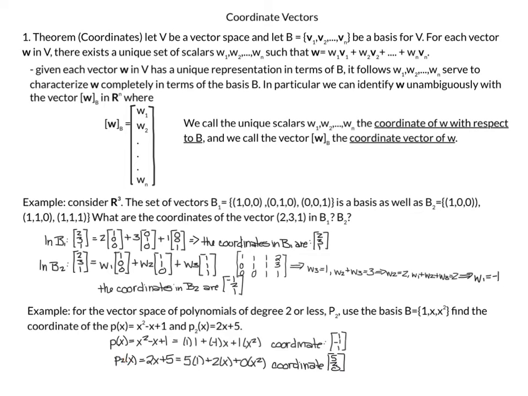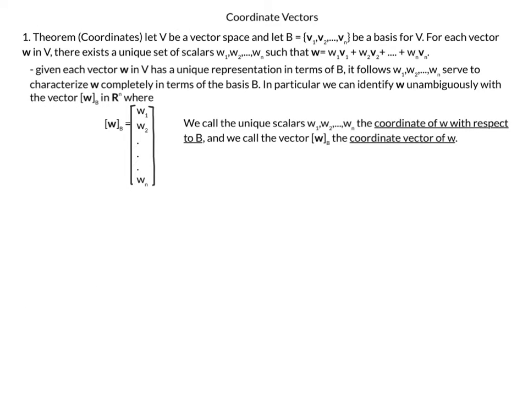For our second polynomial, 2x plus 5, that's equal to 5 times our first basis vector, plus 2 times our second basis vector, plus 0, because there are no x squared terms, times our last basis vector. So the coordinates are 5, 2, 0. This entire slide is the entirety of our video. What I will do next is go through each step in a little more detail.